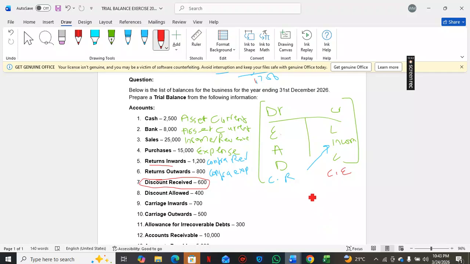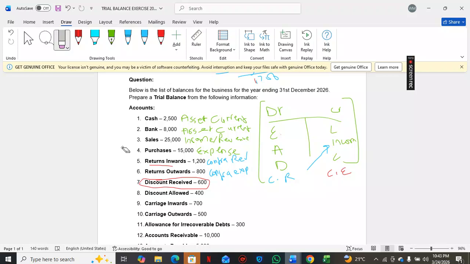Credit side. Yes. Discount allowed? Discount allowed is an expense. That's correct. An expense. Okay.